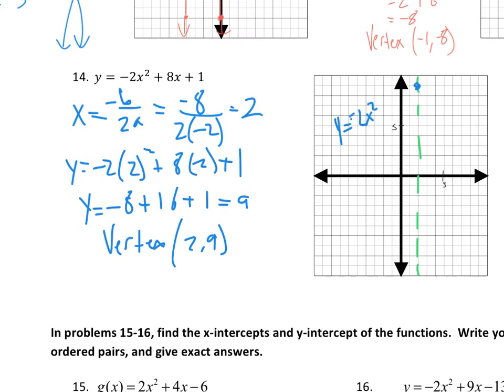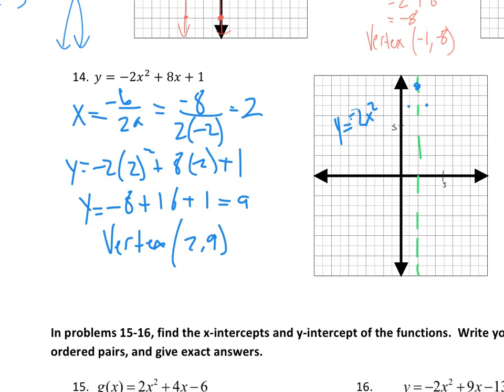That's our parent function. And so we know it's going to be going down because the a value is negative. And so it's going to go down twice as far here, twice as fast. So normally we go right 1, 1 squared is 1, but we're going to double that. So we're going to go from the vertex, right 1, down 2. And there's our point right here. And then we have our reflection on the other side of the axis.